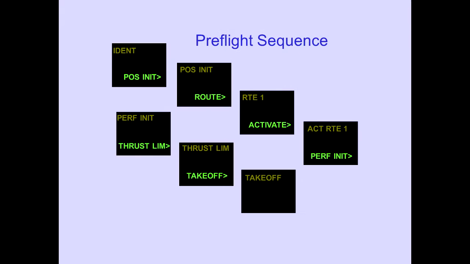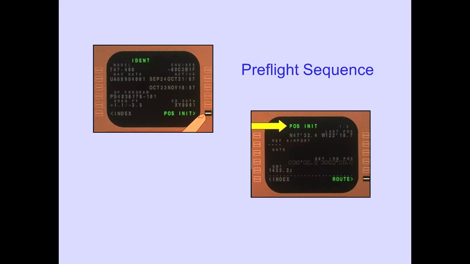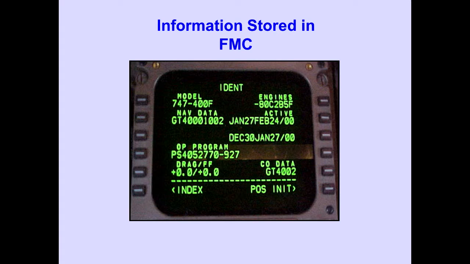The flight crew is directed through the sequence by a series of prompts in the lower right corner of each page. Pushing the line select key displays the next page in the preflight sequence. Let's take a look at each page in detail, beginning with the identification page. The identification page identifies the information stored in the FMC.